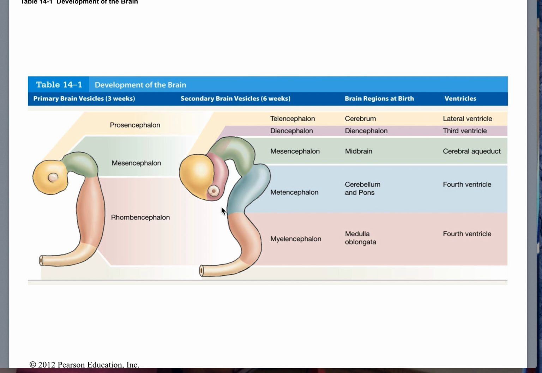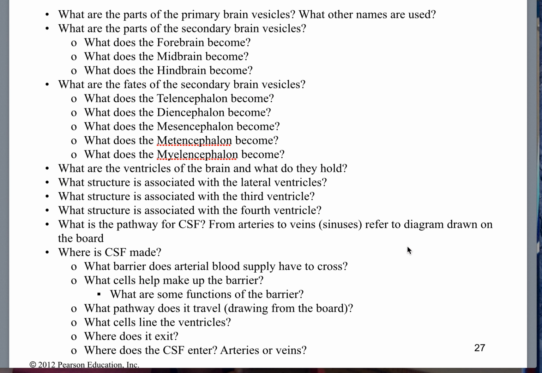Here is the image that I'm talking about. So I'll pause for a second. You guys can always pause it and then look at this. So these are the primary, these are the secondary. This is the final, what I call the adult structures. And then finally, what ventricles are associated with what level. So that's your review. All right, let's move on.